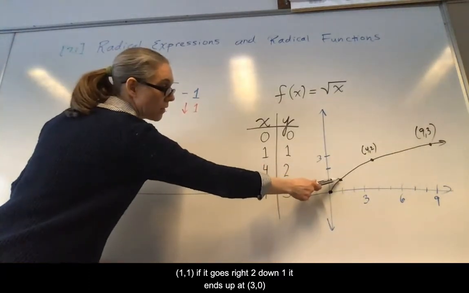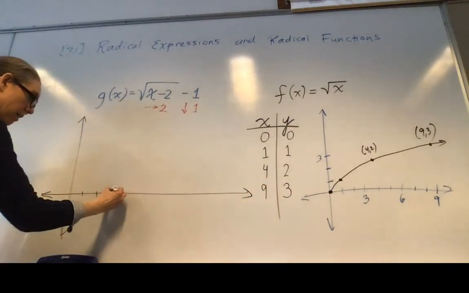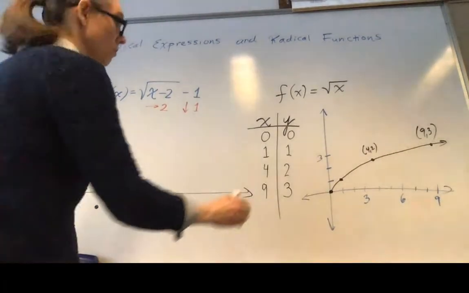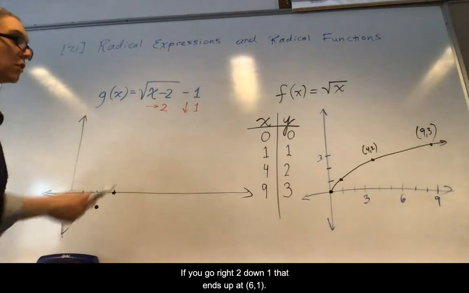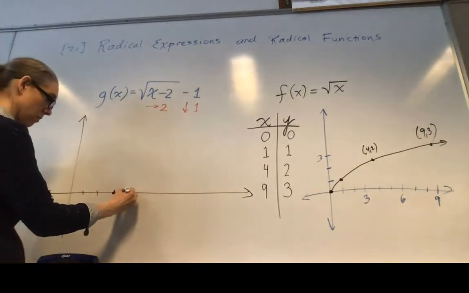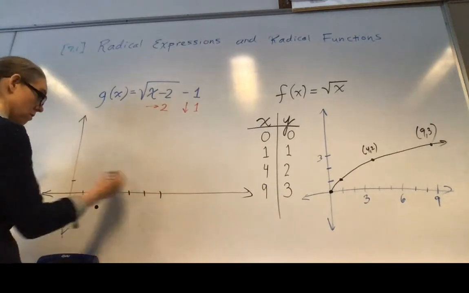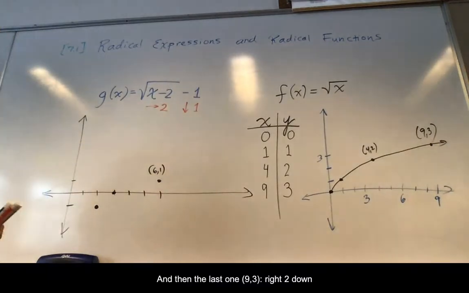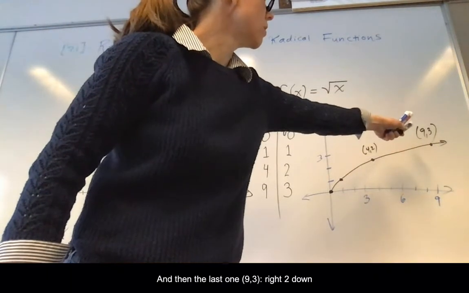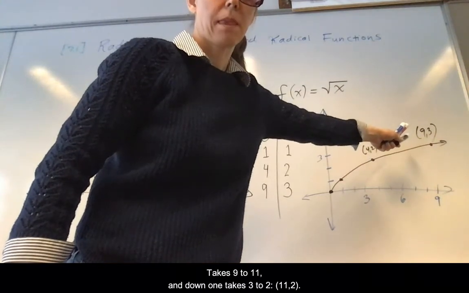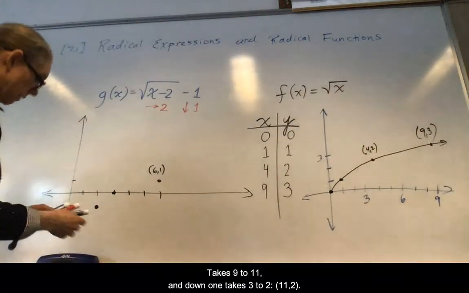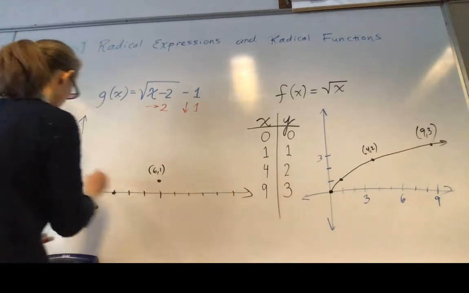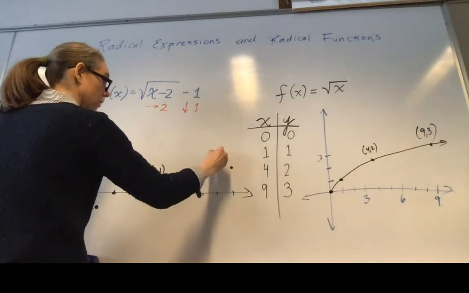1, 1, if it goes right 2, down 1, ends up at 3, 0. And then 4, 2, if you go right 2, down 1, that ends up at 6, 1. So here's 6, 1. And then the last one, 9, 3, right 2 takes 9 to 11. Down 1 takes 3 down to 2, so that's at 11, 2. 7, 8, 9, 10, 11, 2. All right, so here's 11, 2.